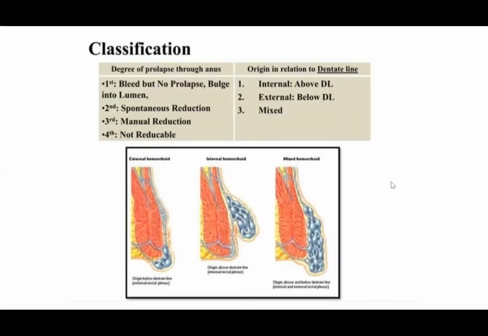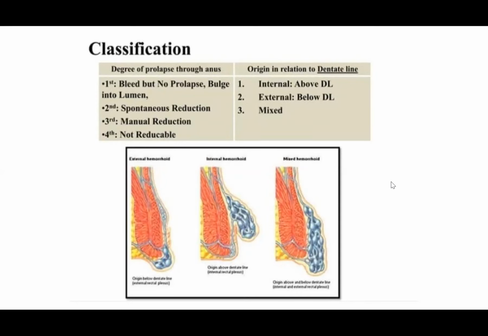So this is a diagram showing the classification of hemorrhoids. Based on degree of prolapse, we have the first degree hemorrhoids where it bleeds but no prolapse. Second degree where there's spontaneous reduction. Third degree when it's manually reduced, and then fourth degree is a permanently prolapsed hemorrhoid.